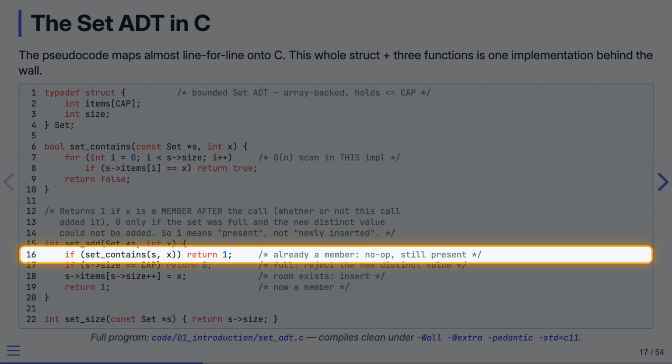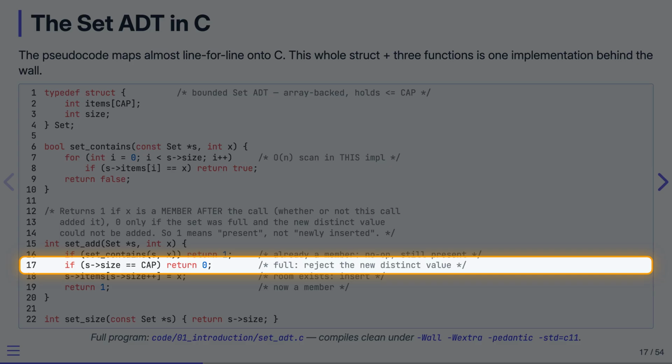The second function is setAdd. First it calls setContains. If x is already a member, it returns 1 and does nothing else. No duplicates. Next it checks whether the set is full. If size is equal to cap, there is no room, so it returns 0 and rejects the new value.